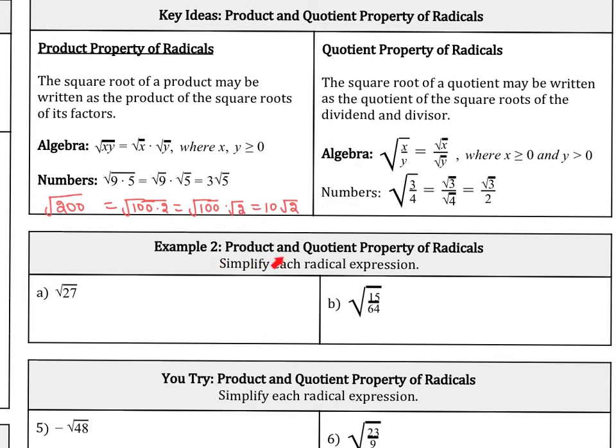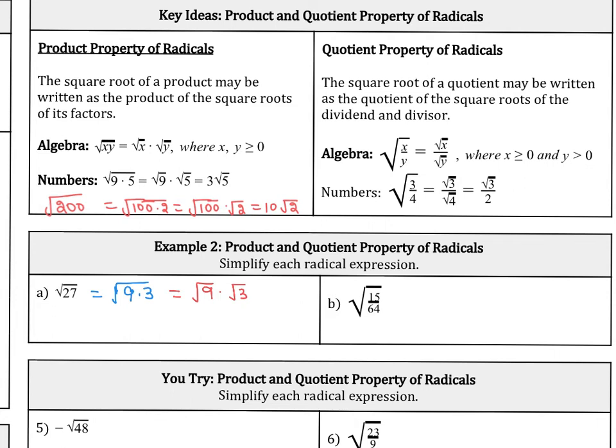Example number 2, product and quotient property of radicals. We are going to use the product property here. We are going to divide 27 into two numbers, a multiplication of two numbers. One of them should be a perfect square and the other could be any other number. So I will break 27 as 9 times 3, because I know that I have a square root of 9. Now I'm going to separate them as square root of 9 times square root of 3.